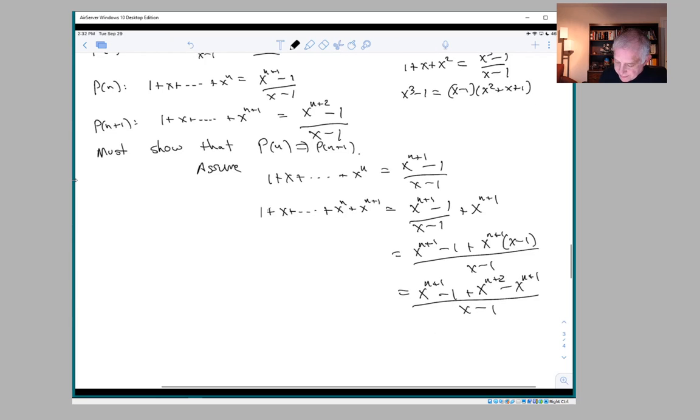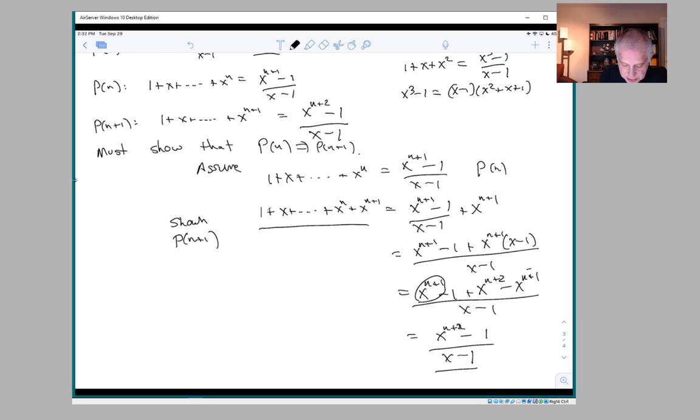And you notice that we have a plus x to the n plus 1 and a minus x to the n plus 1. They cancel out. And sure enough, you get x to the n plus 2 minus 1 over x minus 1. And this together with this is, here we've assumed this is p of n, and we've shown p of n plus 1. So the formula holds for all n by induction.